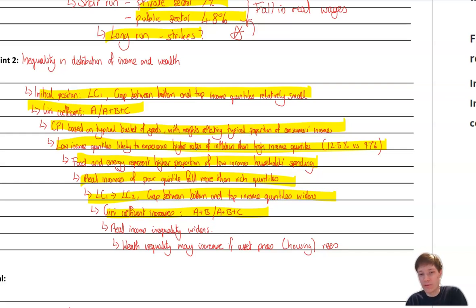Now, everyone's real incomes are falling here, but real incomes for the poor are falling by a greater amount than the rich. And that's going to shift the Lorenz curve inwards. It's going to raise the Gini coefficient. As we see, the gap between top and bottom is going to widen, and real income inequality is going to widen as well.